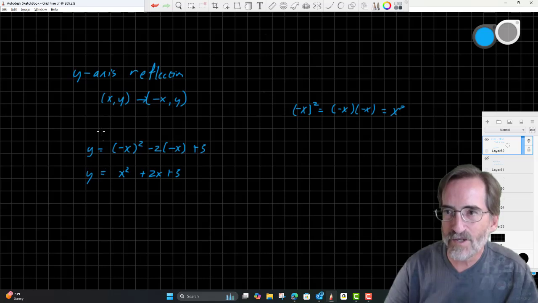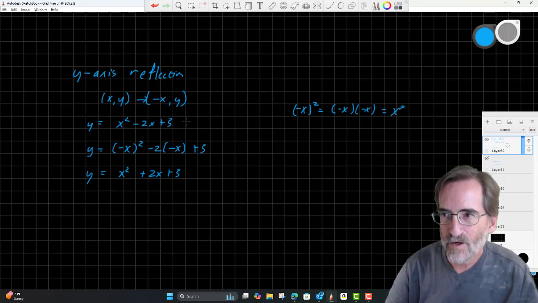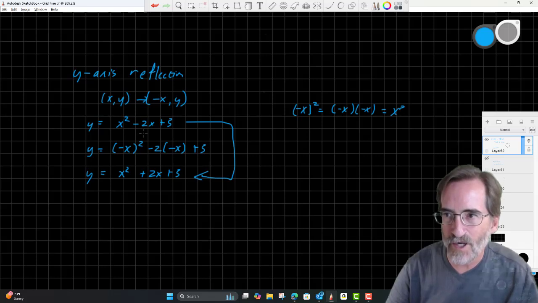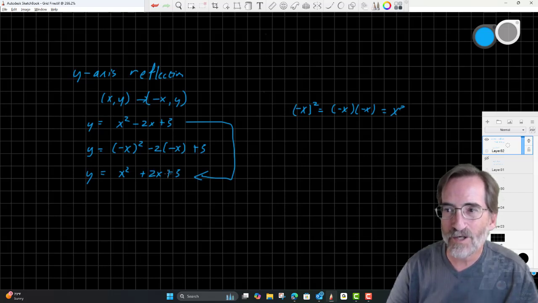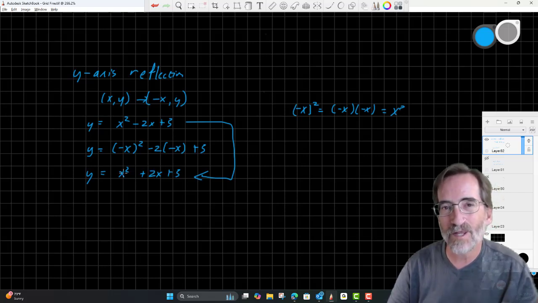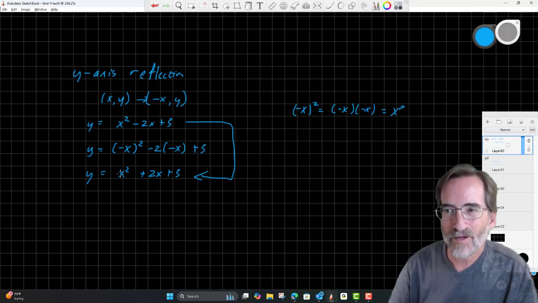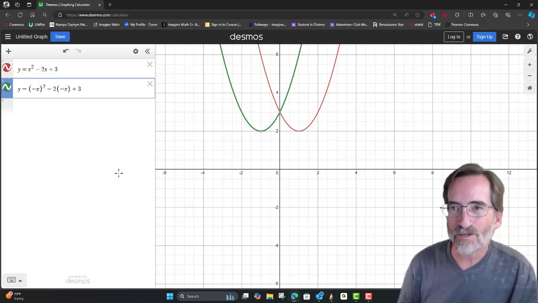So compare that to the original, which was y = x squared minus 2x plus 3. And look at what has changed. The x squared did not change. The negative 2x did change, and the 3 did not change. Basically, when you raise a negative number to an odd power, you make it negative. Okay? And so it will look like that.